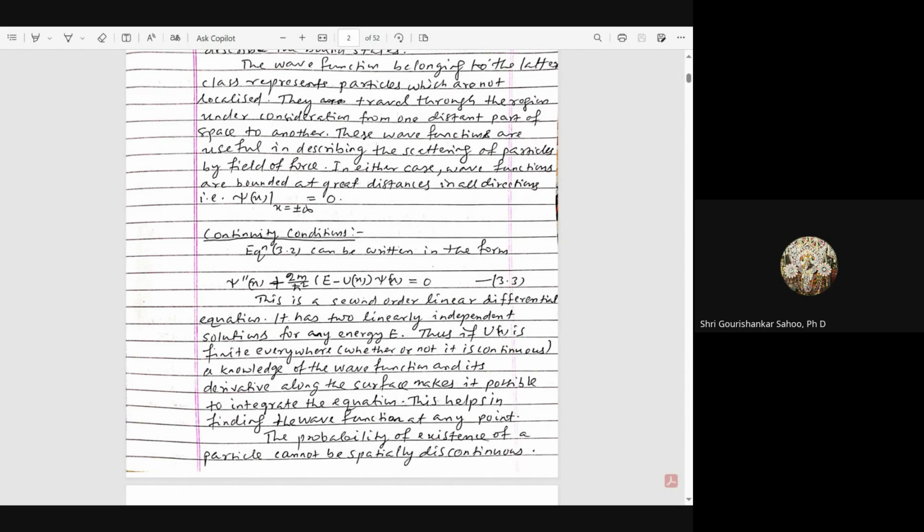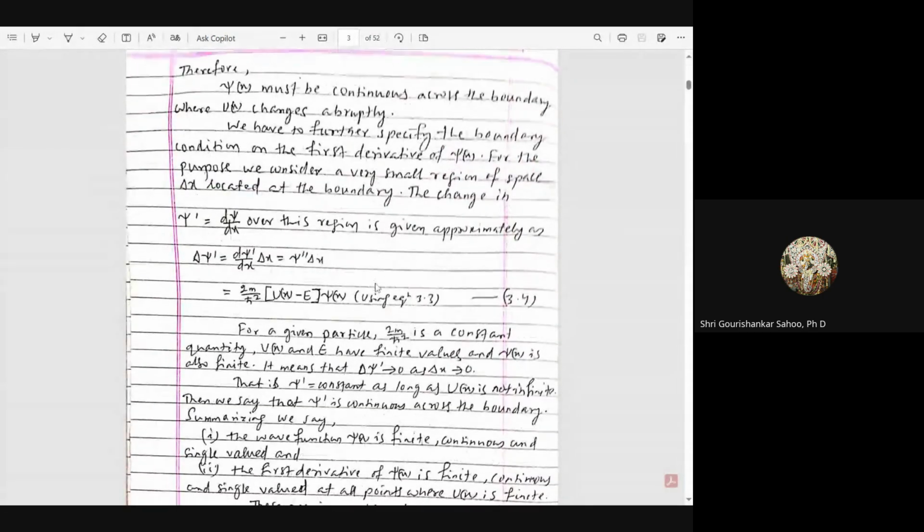You know, it has two linearly independent solutions for any energy E. So if U is finite everywhere, whether or not it is continuous, a knowledge of the wave function and its derivative along the surface makes it possible to integrate the equation. And this helps in finding the wave function at any point. And the probability of existence of a particle cannot be spatially discontinuous, therefore.